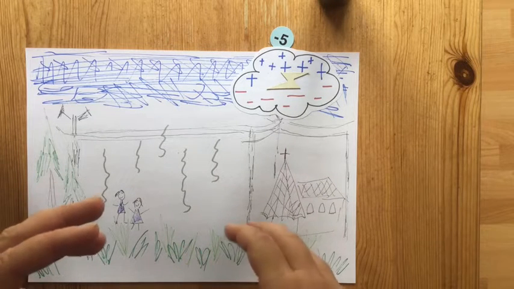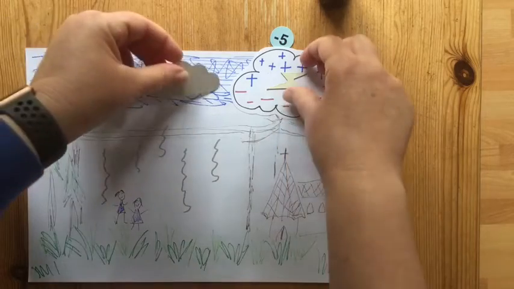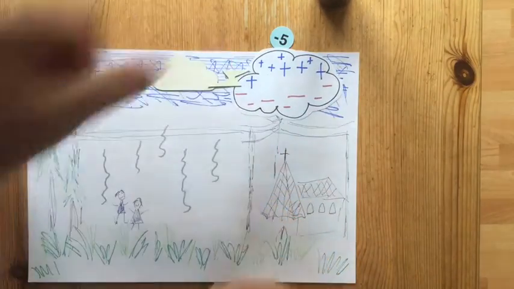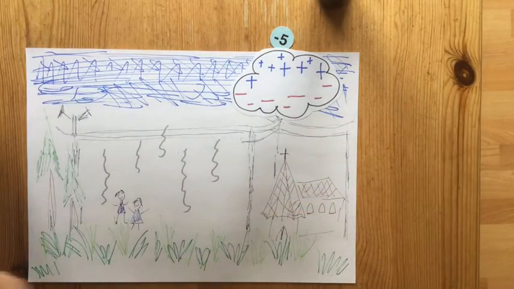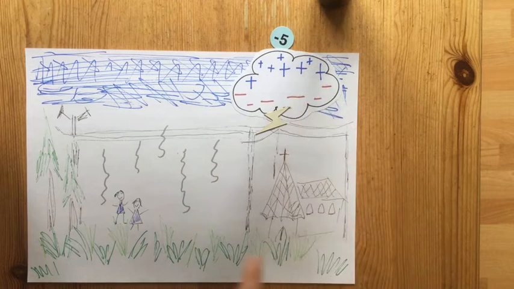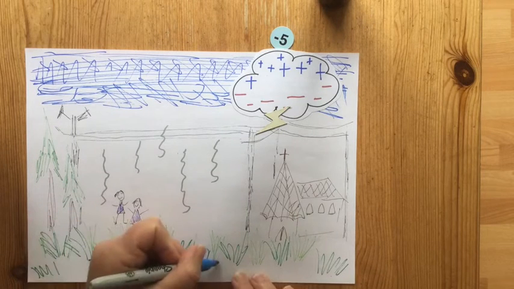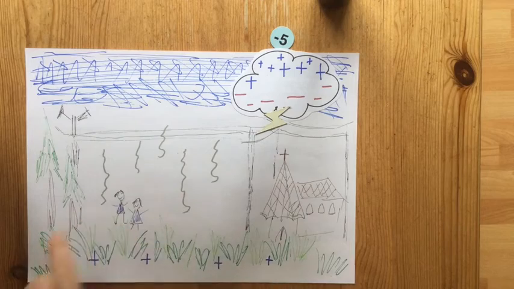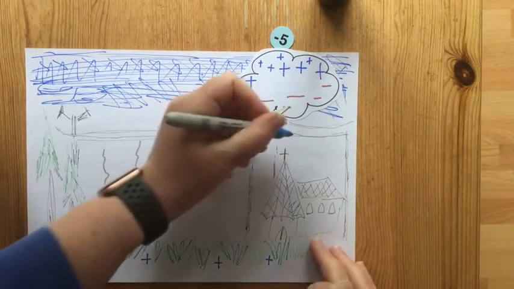Now, most of the lightning happens inside the cloud, or it may happen between clouds. However, sometimes it happens between the cloud and the ground. Now, why is that? The ground has a positive charge. And a lot of this positive charge is concentrated at tall structures or tall natural features.